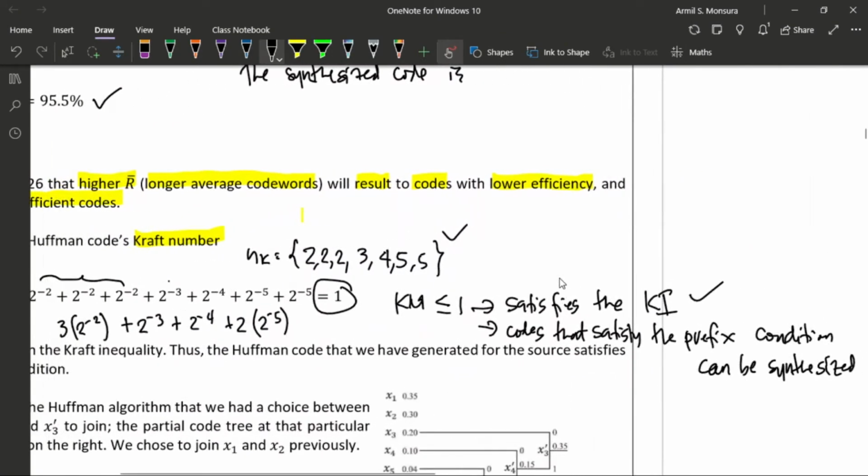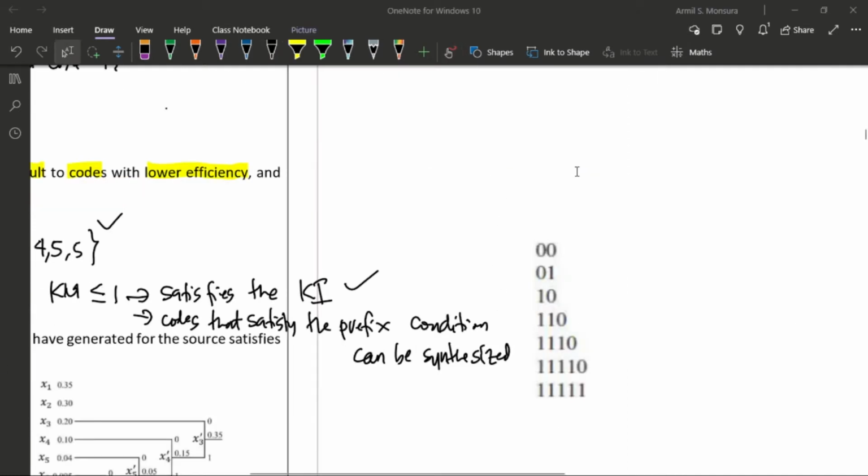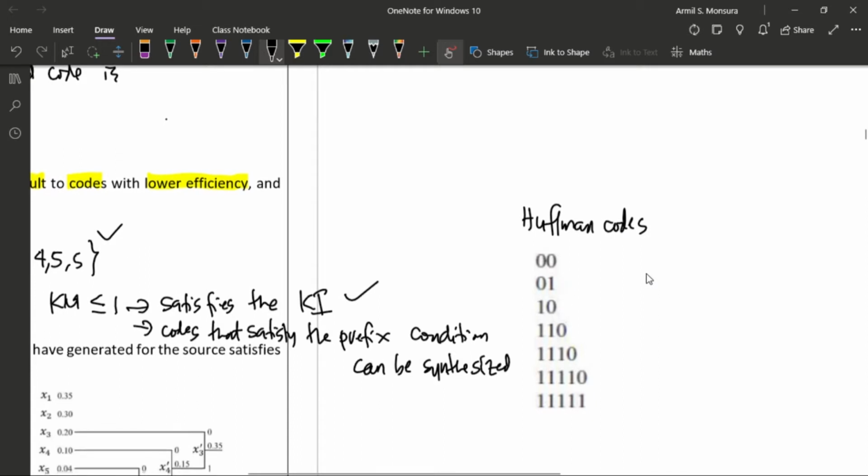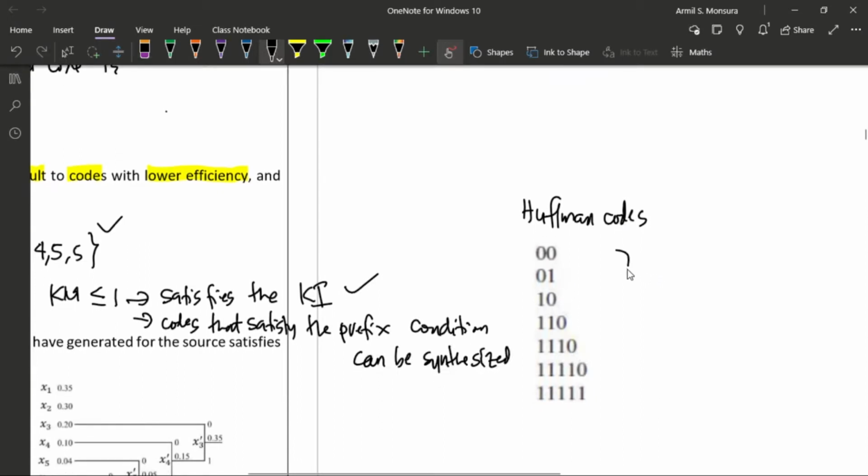Okay, let us check actually. So these are the codes that we have generated. These are the Huffman codes that we have generated using the Huffman algorithm. So these are the Huffman codes that we have just synthesized. Upon checking, we see that this set of code words satisfies the prefix condition.